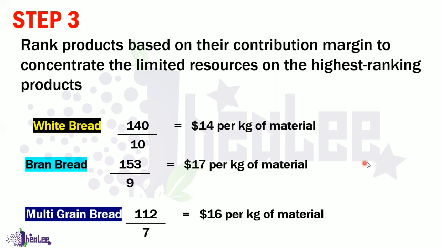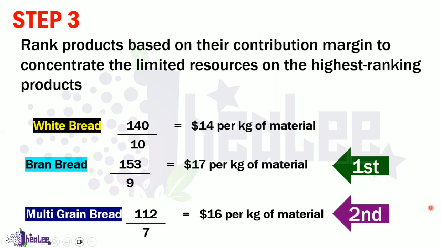And based on our comparison, bran bread has the highest contribution per limiting factor. So bran bread should be produced first because we're selecting the items that will give the business the highest contribution margin. Now, we have 16 and we have 14 remaining. 16 is for the multigrain, and that is higher than the contribution that the business will be generating from the white bread. So therefore, multigrain bread will be produced second if there's any material left after producing the bran bread.